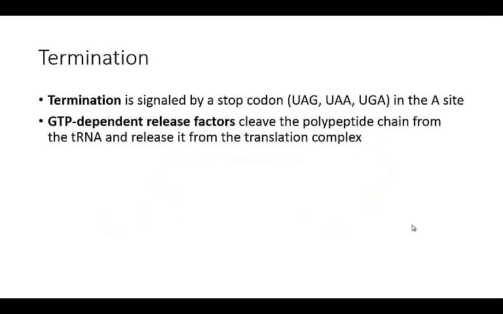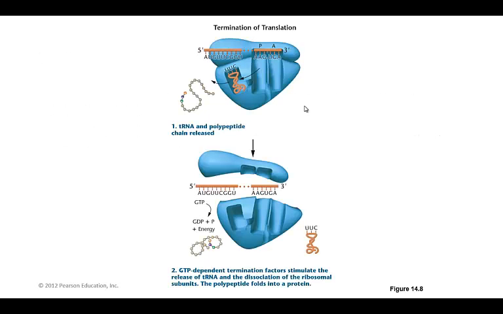And what's going to happen then is it's eventually going to keep being read until it reaches a termination sequence. Remember the termination sequence, there's several different stop codons. We have a UAG, a UAA, or a UGA. Once any of those are found in the A site, this is going to signal this termination factor. We're going to have some GTP-dependent release factors. They're going to cleave that polypeptide chain from that tRNA, from the last tRNA, and everything is going to be released from the translation complex.